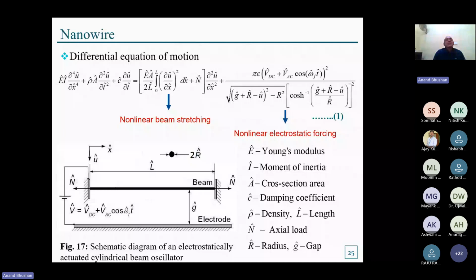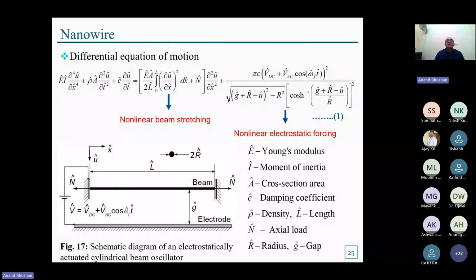So the equations are the same. Equation 1 is the same as what we obtained in the case of the microbeam resonator. The left hand side is the same, and on the right hand side the nonlinear beam stretching is again the same, but the nonlinear electrostatic force has a different function. Why is that? Because the capacitance formula for rectangular plates is different from that for circular beams. So this nonlinear electrostatic actuation force is different, but apart from that, all things are the same as for the microbeam resonator.